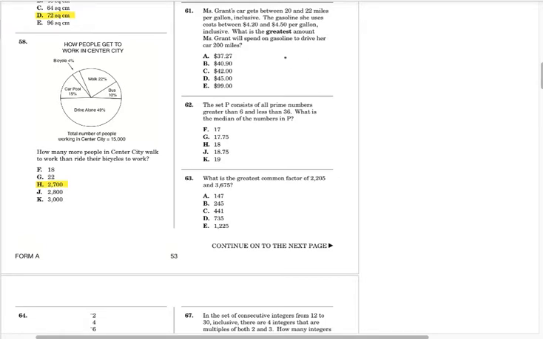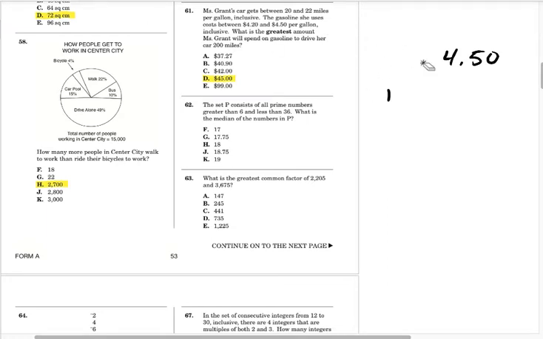Alright, so we have Mr. Grant's car gets between 20 and 22 miles per gallon. Price is between $420 and $450. What is the greatest amount he's going to spend? So we want to get the least amount per mile, that's 20, and we want to spend the most, which is $450. We have to do 200 miles, so we divide that. It's going to be 10 gallons, and 10 gallons at $4.50 per gallon is $45.